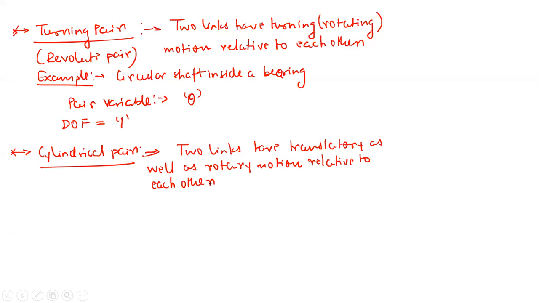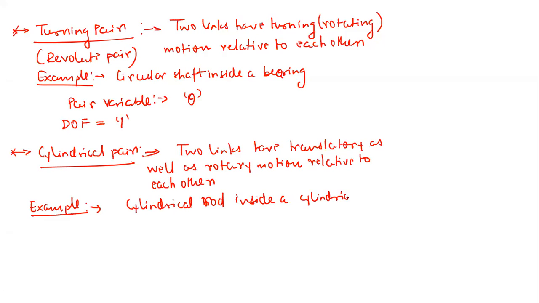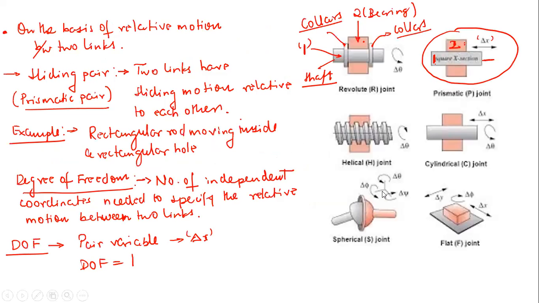Now in this case, what is going to happen? The two links are going to have a translatory as well as a rotary motion, right? So a very simple example is a cylindrical bar or cylindrical rod inside a cylindrical hole. So you can take this example to understand it. Now just go back to this diagram.